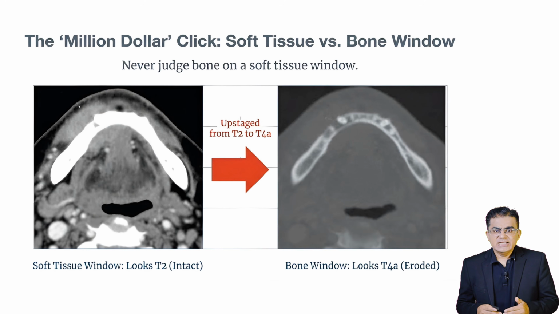Why does this single click of a button matter? Because finding this erosion changes everything. First, the patient just jumped from T2 directly to T4A, and this is a massive upstaging. Second, if you had relied on the left image, that is the soft tissue window image, you might have planned a marginal mandibulectomy, thereby saving a major part of the mandible. But this image tells you that you must sacrifice the mandible by doing a segmental mandibulectomy.